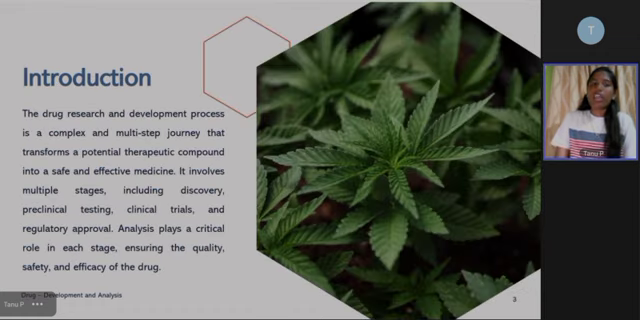The drug research and development process is a complex and multi-step journey that transforms a potential therapeutic compound into a safe and effective medicine. It involves multiple stages including discovery, preclinical testing and clinical trials, and regulatory approvals. Analysis plays a critical role in each stage, ensuring the quality, safety and efficacy of the drug.